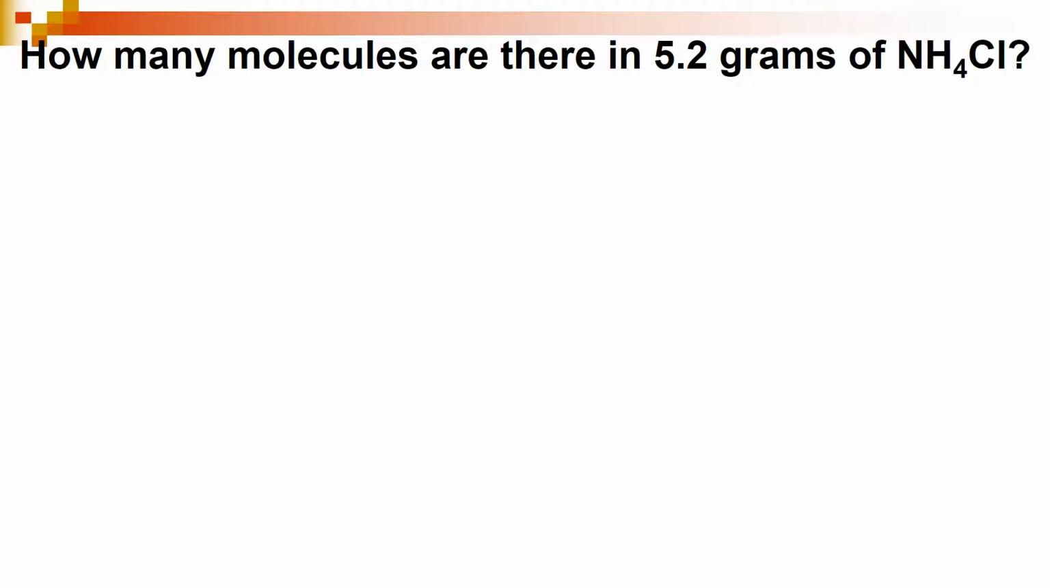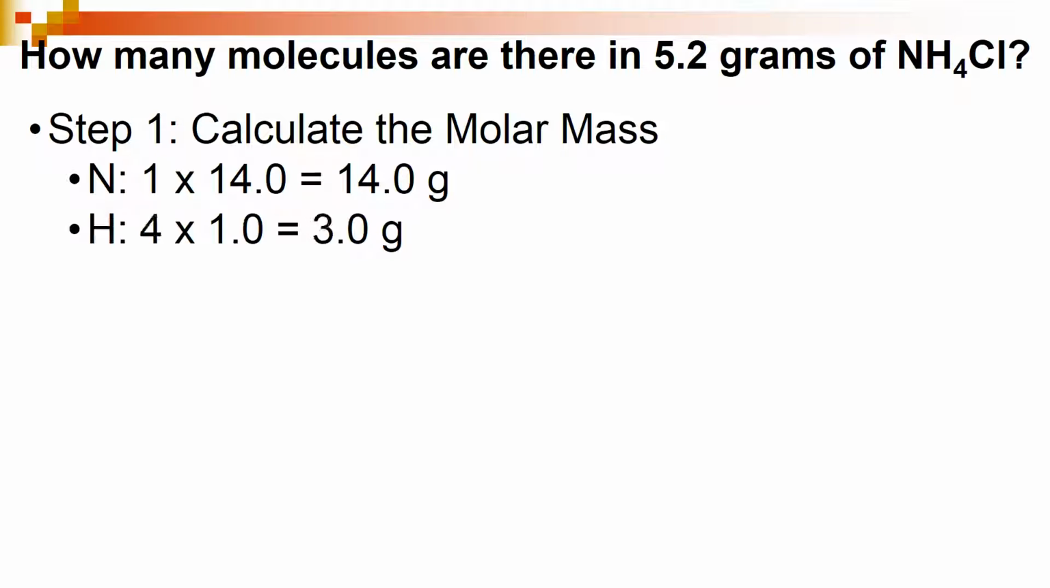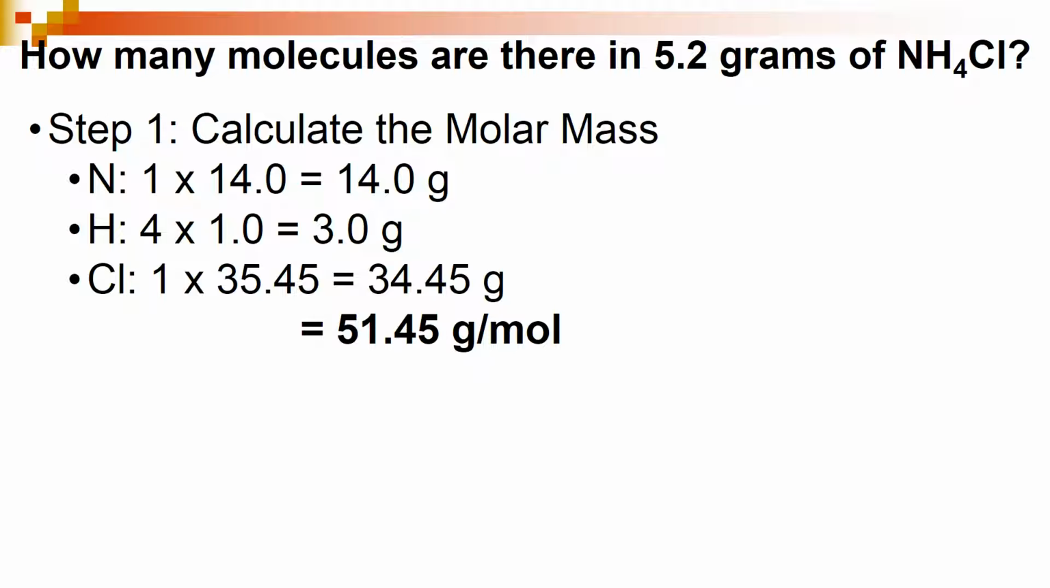Let's discuss the first learning check question. How many molecules are there in 5.2 grams of ammonium chloride? Step 1, calculate the molar mass. I have one nitrogen with a mass of 14 grams and 4 hydrogens that each have a mass of 1 gram. Again, notice there is a typo here, so that should say 4 grams. And then 1 chlorine that has a mass of 34.45 grams. So when we add these together, we should get a molar mass of 51.45 grams per mole.